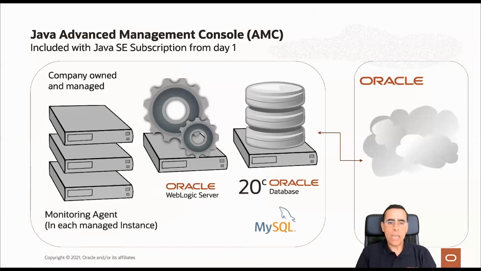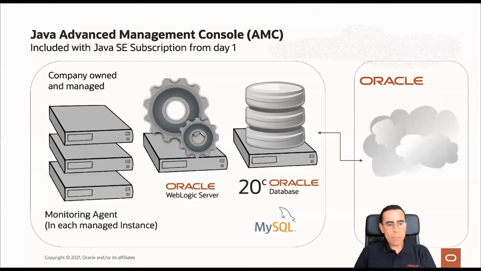AMC also communicates with Oracle to get information on which Java versions are up to date. The thing with AMC, though, is that it requires that the customer maintain a couple of servers, one for the application, which runs on WebLogic, and another server for the database, which could be either an Oracle database or MySQL.